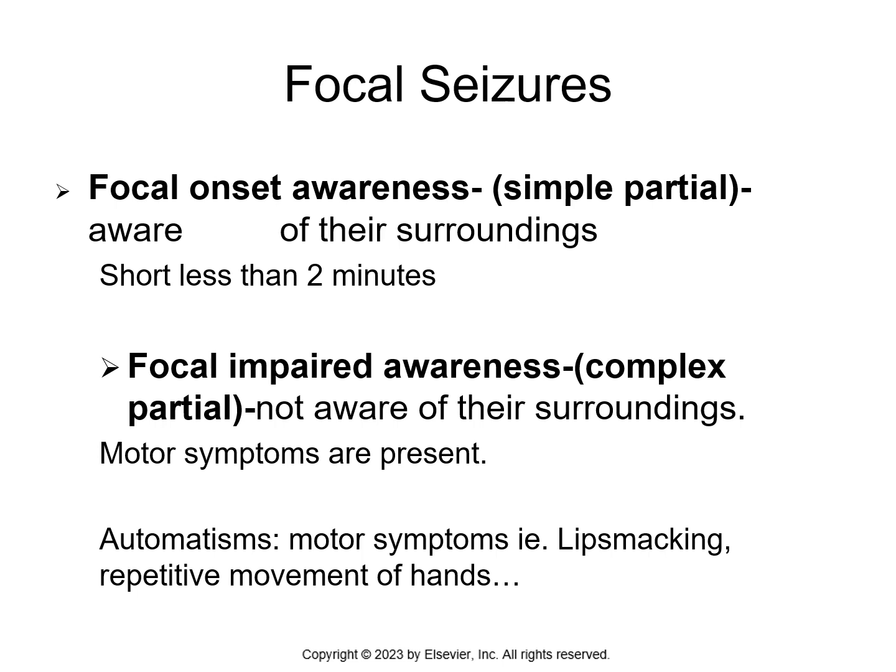Automatisms are motor symptoms. An example of that is lip smacking, or repetitive movement of hands. So that's what we see, that kind of jerking, repetitive movement of hands. Those are the differences of simple partial and complex partial focal seizures.